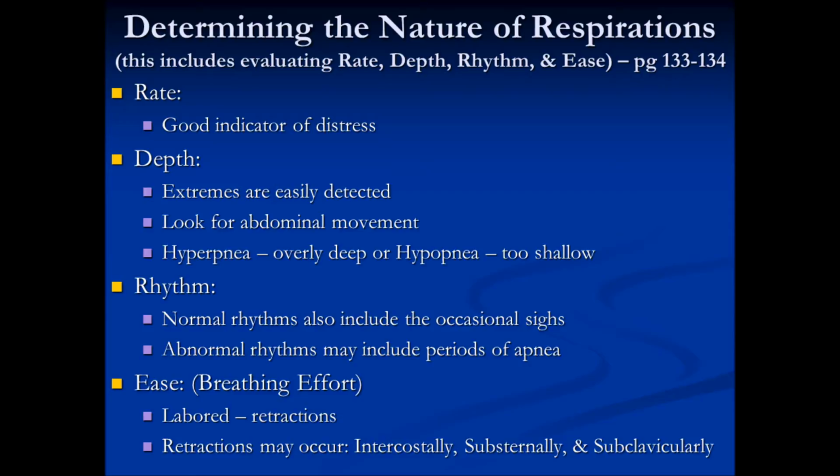Retractions will be seen either intercostally, meaning in between the ribs, substernally, which is seen by the lower part of the chest wall right below the xiphoid process being pulled in to help get the volume out. So that is used on expiration. And in subclavicular, right there where the clavicles are, you'll see the skin being pulled in that area as well.